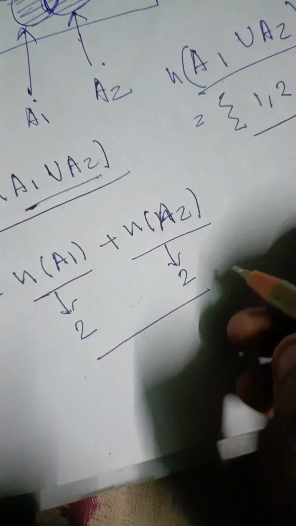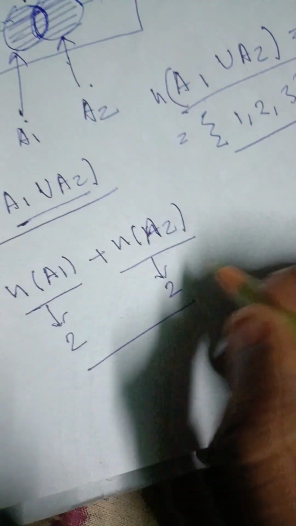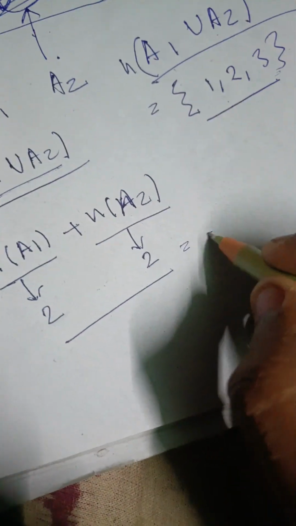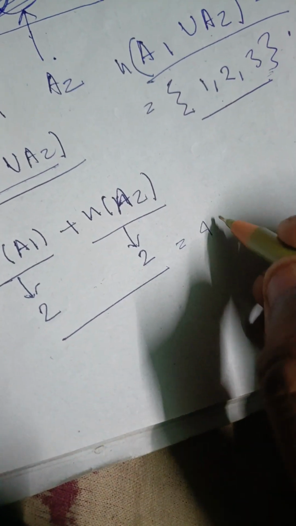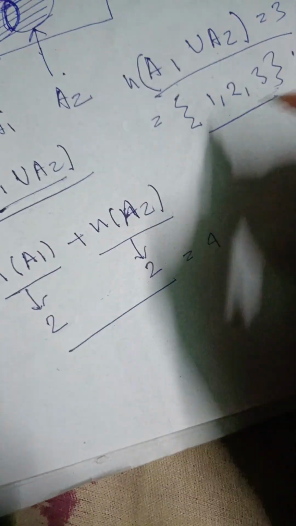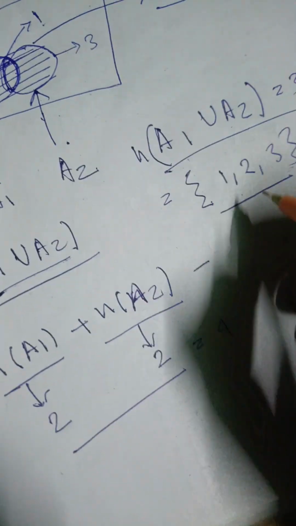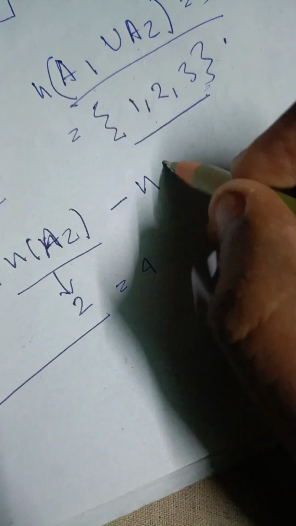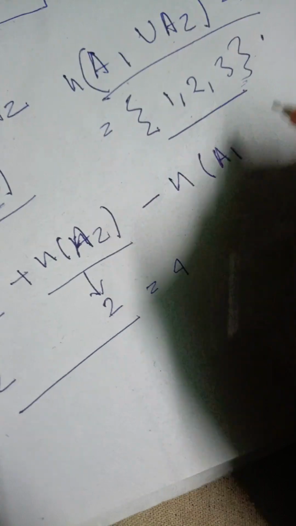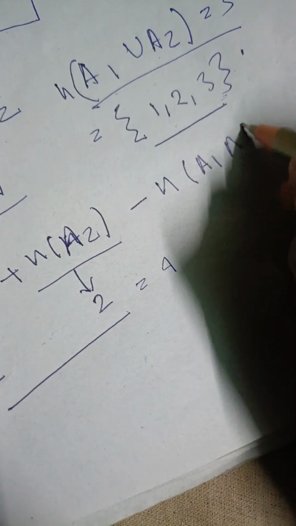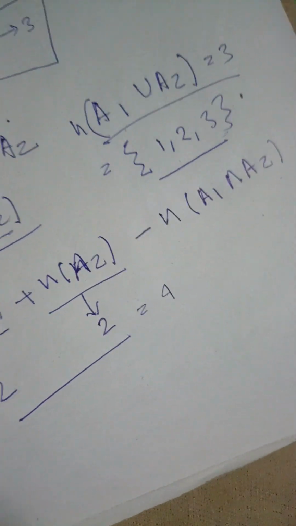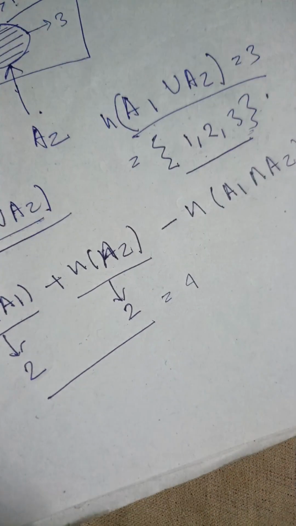That's why the element seemed to be extra. It seems like there are 4 elements, but there are only 3 elements. So what do we have to exclude? The common part. So how do we write the common part? That is the number of elements that are present in A1 intersection A2, and it's done. You got it. I hope you got it.